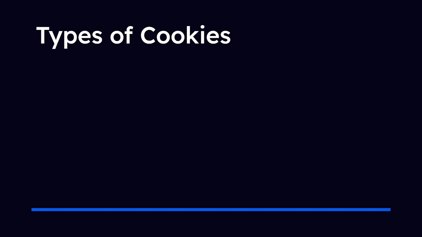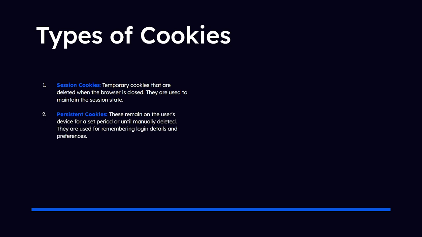So let's look at the types of cookies. You have session cookies. These are temporary cookies that are deleted when the browser is closed. They are used to maintain the session in that instance only. Then you have persistent cookies. These remain on users' devices for a set period of time until manually deleted. Could be 7 days, could be 30 days, could be 6 months, could be up to a year. They are used for remembering login details and preferences.